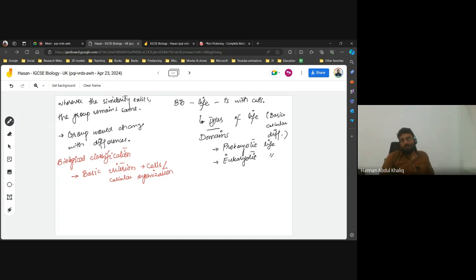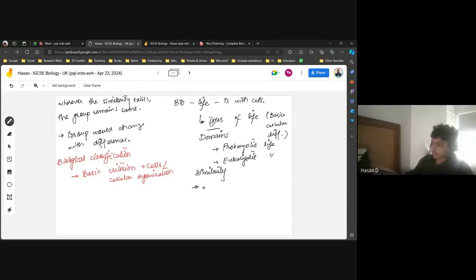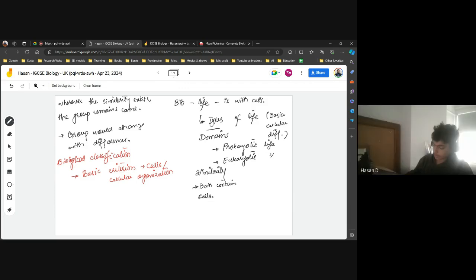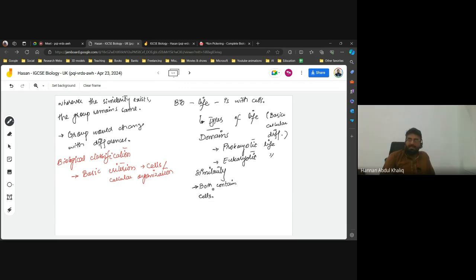And what is the similarity between them? If I ask you to find out the similarity between prokaryotic and eukaryotic life, what similarity could you find? What do you mean, like based on organelles? No, the similarity between prokaryotic life and eukaryotic life is that both contain cells. That's all. So, on this basis, you can call them living.